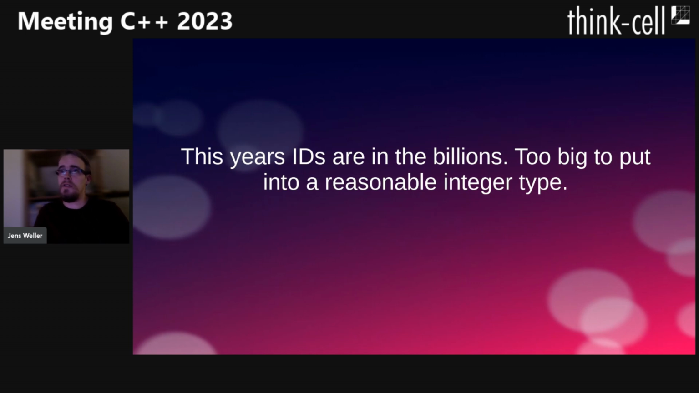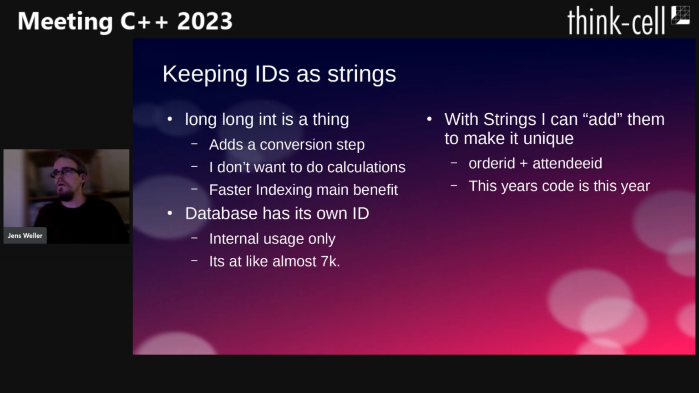Then there was this year's IDs, which are in the billions, and putting that into an integer type is not really something sensible, but this is of course useful if you use this then in a map. It's a lot faster to compare in a processor an int than comparing a bigger string. And yeah, long int is a thing. Could have done that, but I don't want to do calculations with it. Faster indexing, as I said, is the main benefit.